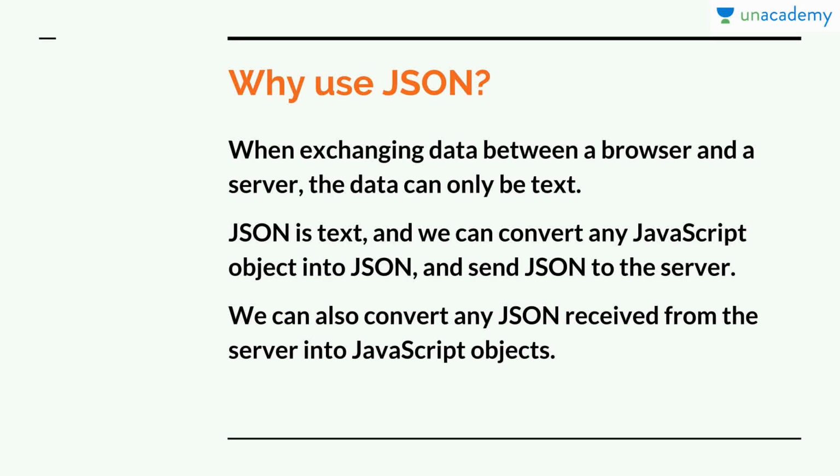So let's see why we use JSON. When exchanging data between a browser and a server, the data can only be text, because when we are communicating with the web server, the web server doesn't know that there is a programming language known as Python. The web server handles only text. So JSON is in text format, but just written in JavaScript.